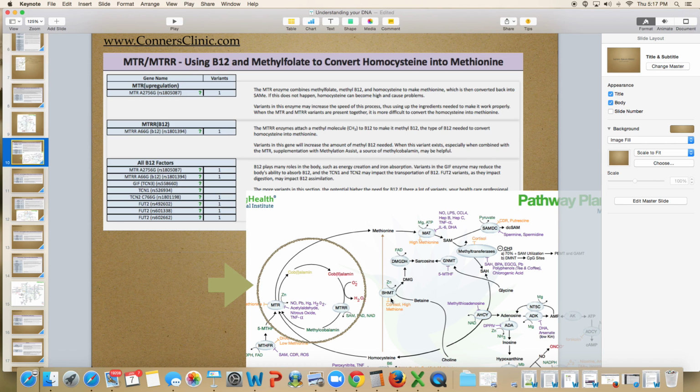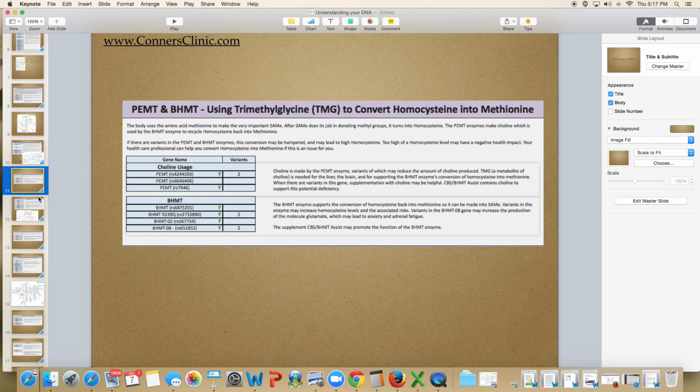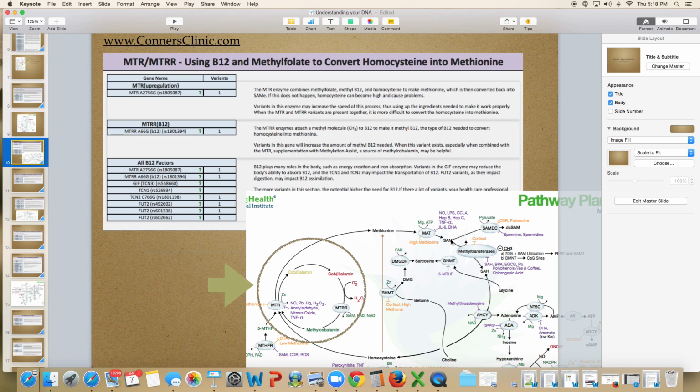Oh no, we have a defect. Well, we don't recycle homocysteine very well. Because why? Because we have a BHMT defect. Matter of fact, we got a double allele defect in 2 of the 4 genes. Oh no, that's not good. We're not making SAM very well.